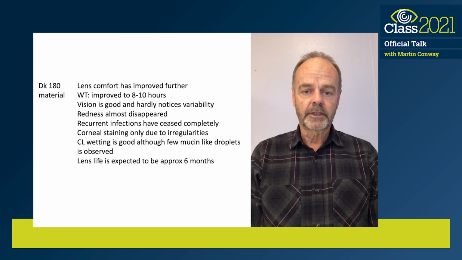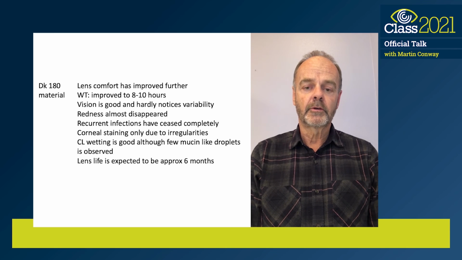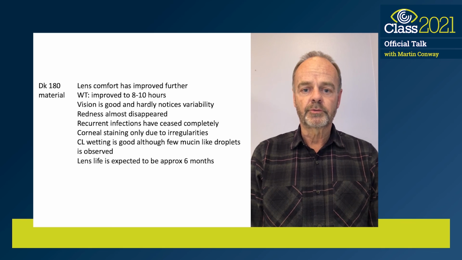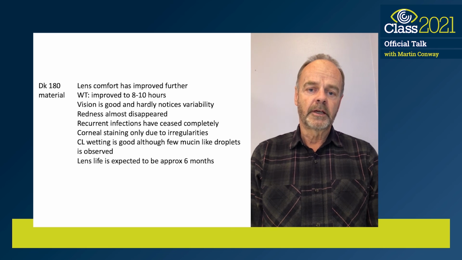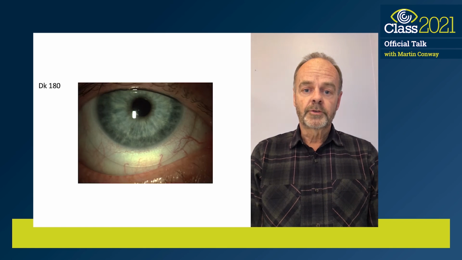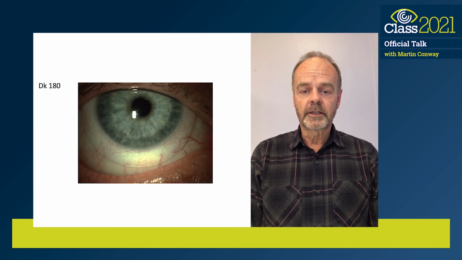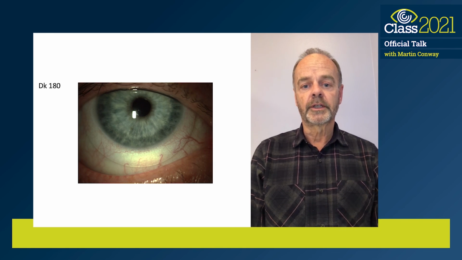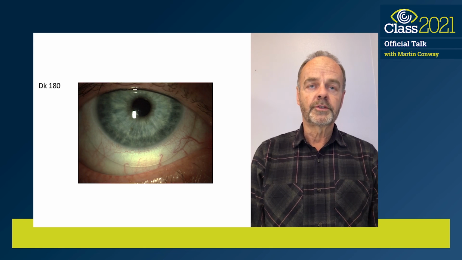The contact lens wetting, the surface of the lenses, is so much better than previously. We're still seeing a few mucin droplets. We do not see the accumulation of debris between the lens and the eye, at least not as much as we used to see with the others. The life expectancy of the material has improved to about 6 months. So the eyes are appearing much more calm, redness has gone, she looks much more comfortable with the lenses on, and she's actually achieving pretty good vision now.